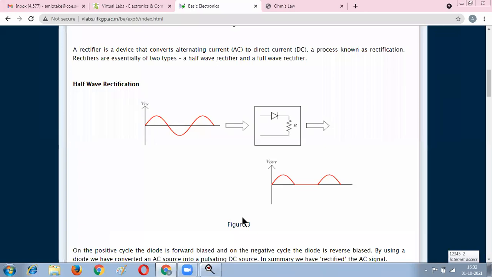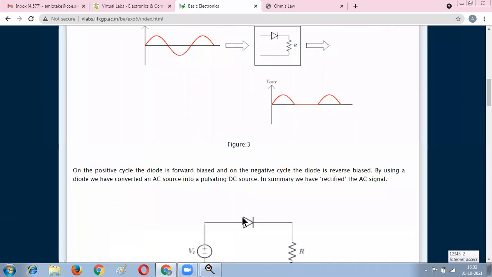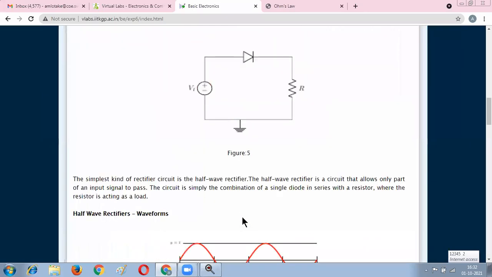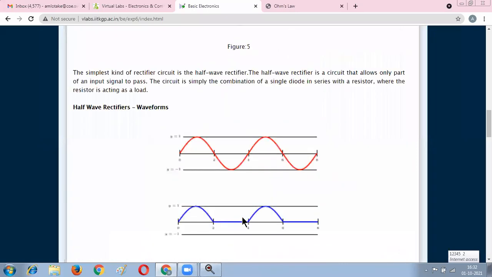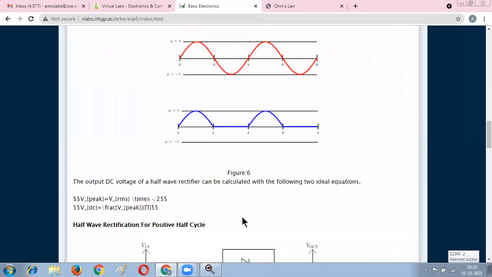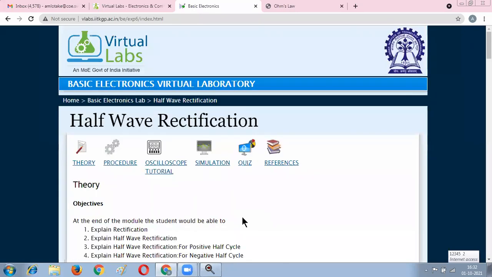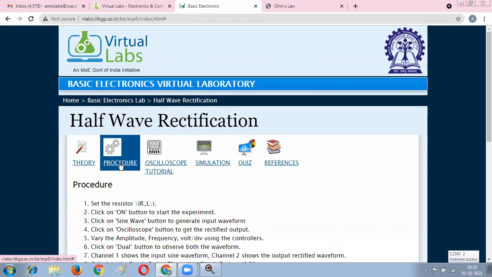All the theory part is given here. So you can read the theory part, and how you are going to perform, that also is given, and how the waveform will be, that also is given. So this is about the theory part related to the half wave rectifier. Now we'll go for the procedure. So this is about the procedure.